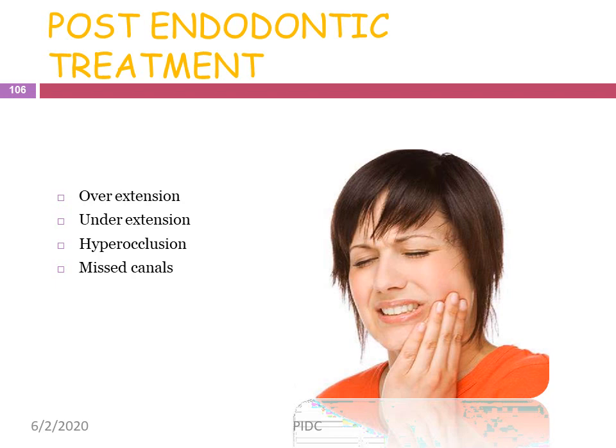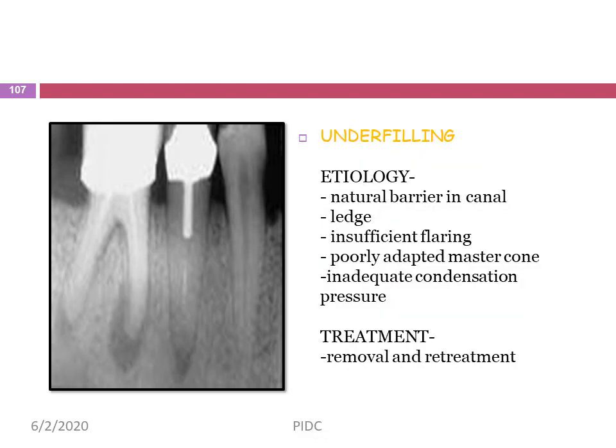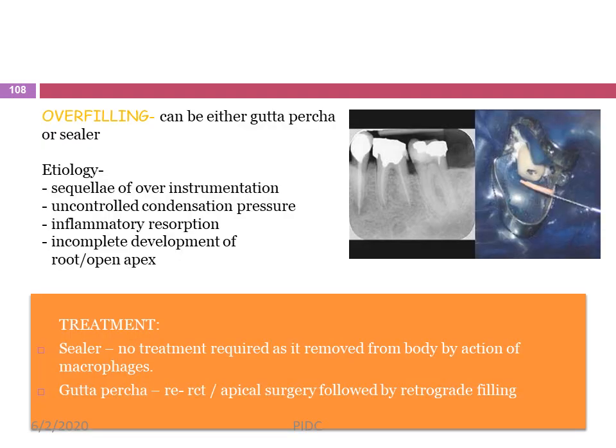your filling material or your files, or because of your missed canal. So the underfilling, of course, as you can see in the radiograph on the page, is because you have not obturated the canal till the desired working length. So in these cases, you have to redo the entire procedure. You have to remove the existing GP and negotiate the canal till the desired working length, and then you have to obturate. Then the lesion will be taken care of.